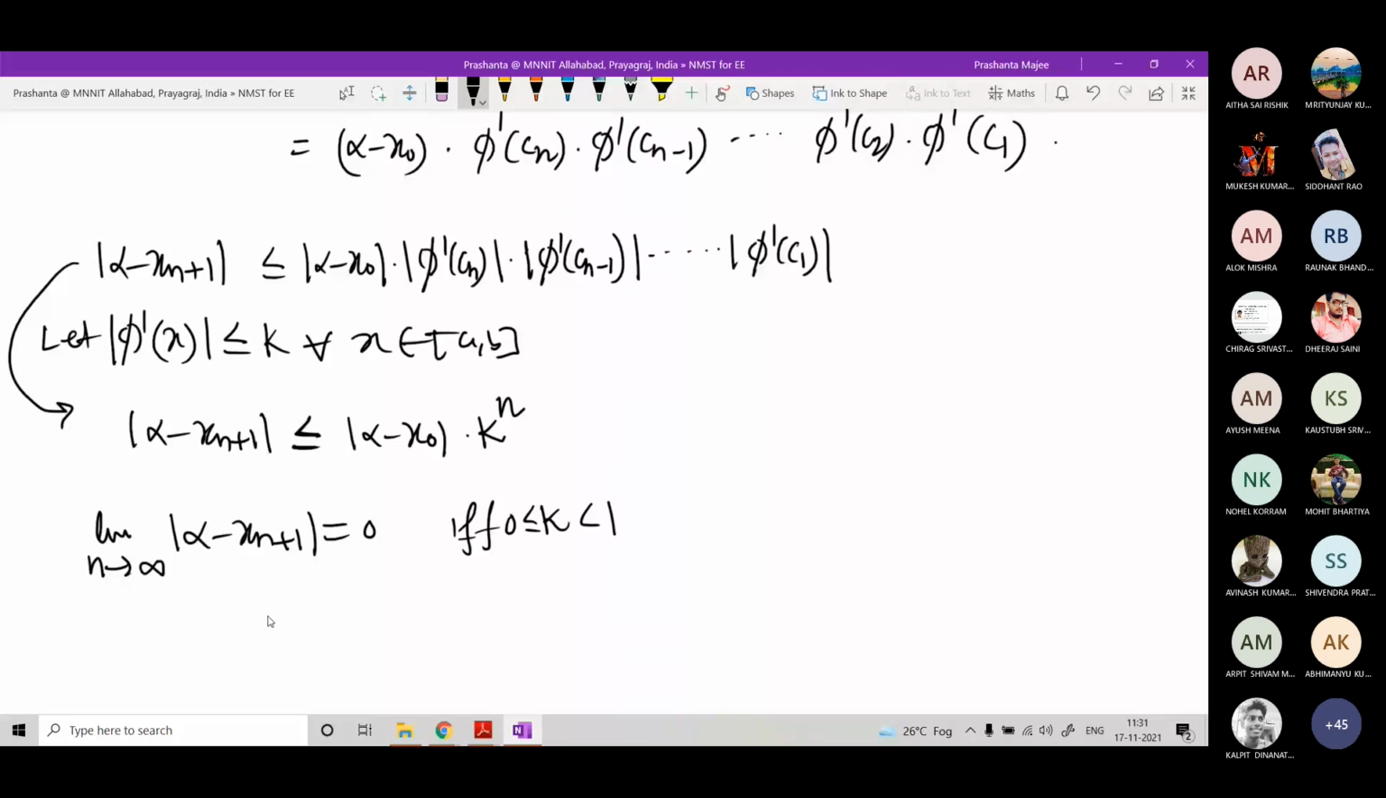So arbitrary phi function choose karne pe aapka jo sequence, jo iteration formula banega, that may not be converging towards the root. So what is the sufficient condition? That the derivative of the phi function has to be less than 1 for all the points in the considered interval. So this is the criteria.